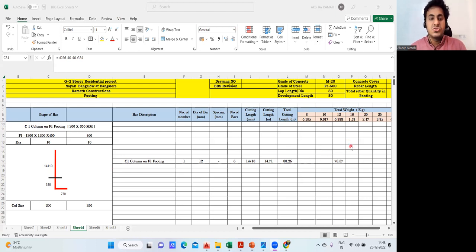Fine. So once this is done, we have got this value, this and this. Next, I'll write in the bar. I'll teach you later how to prepare the Excel sheet. First, I'll finish this. Come to the bar description.